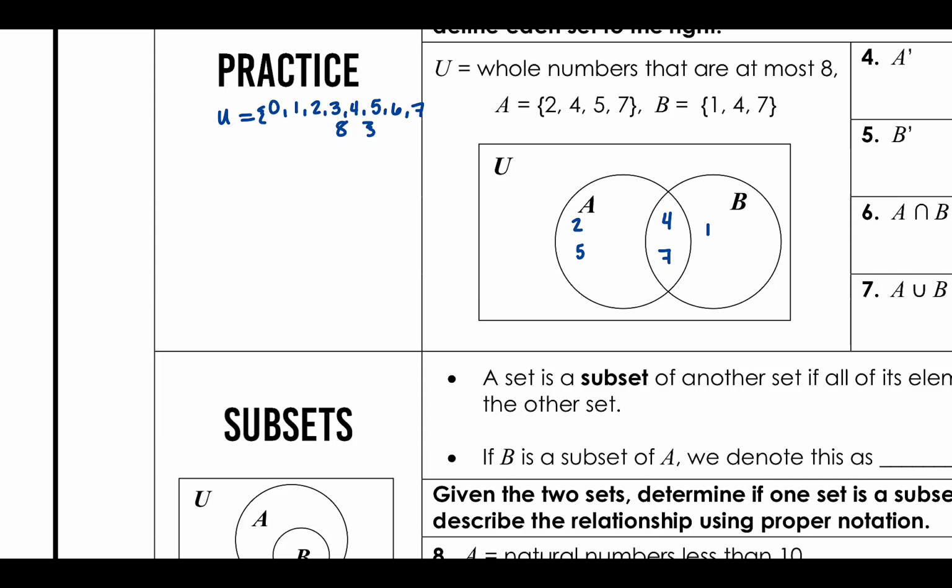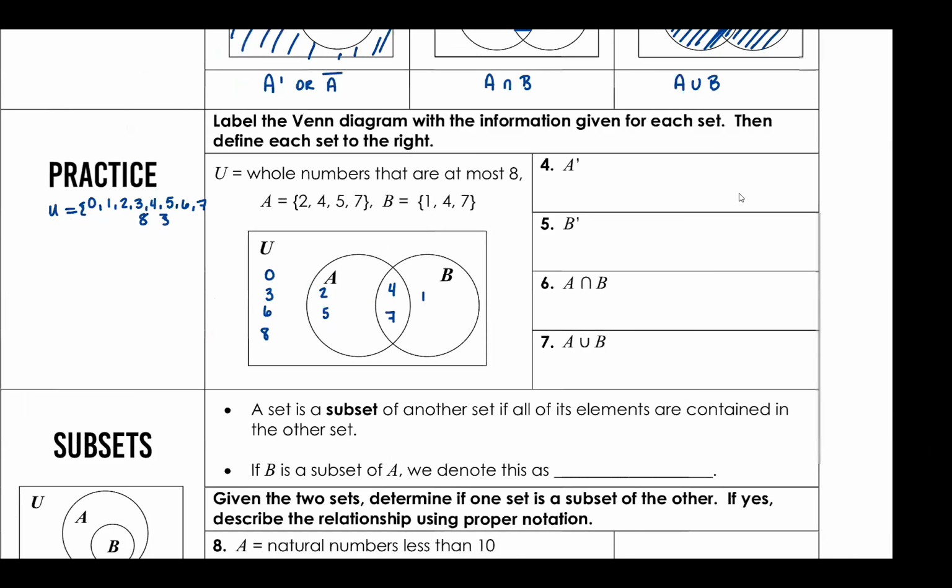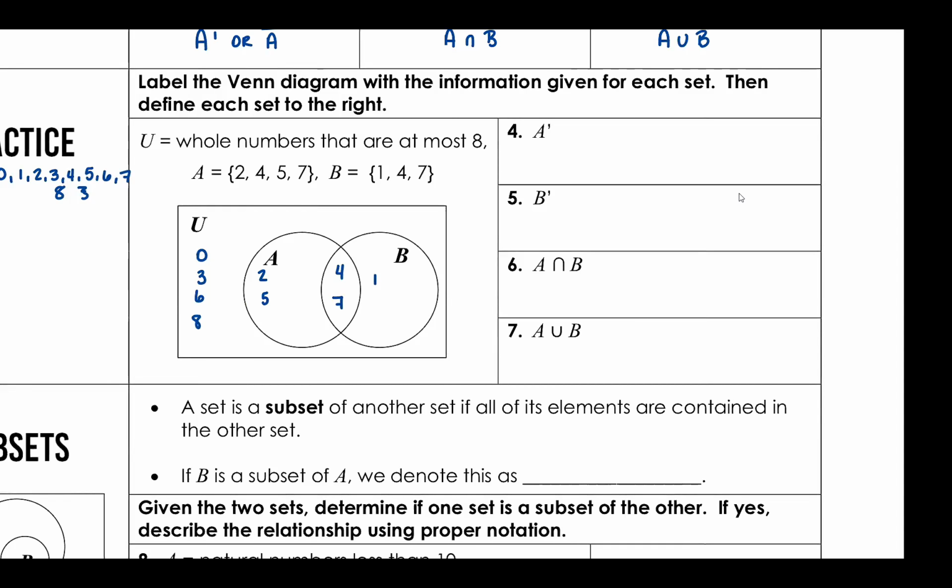And that would be 0, 3, 6, and 8. 0 is in there, 2, 3, 4's in there, 5's in there, 6, 7's in there, and 8 is not. So 0, 3, 6, 8 are in our universal set, so they get to be in the box, but they are not in our set A or B, so they can't be in our circle.